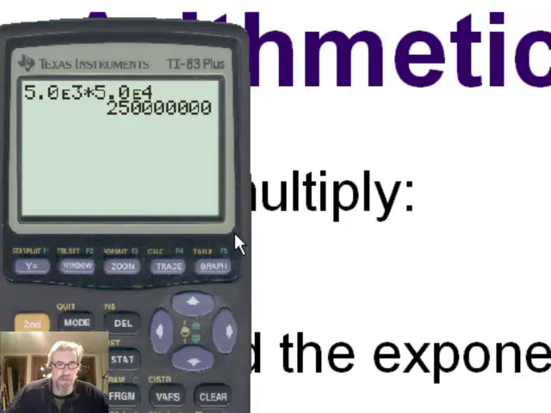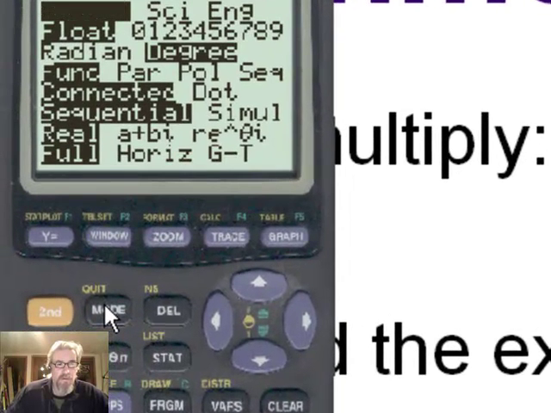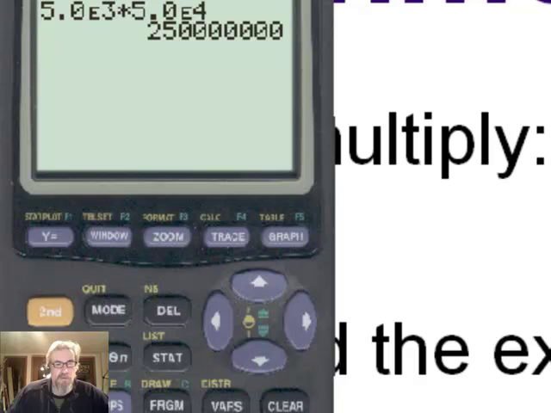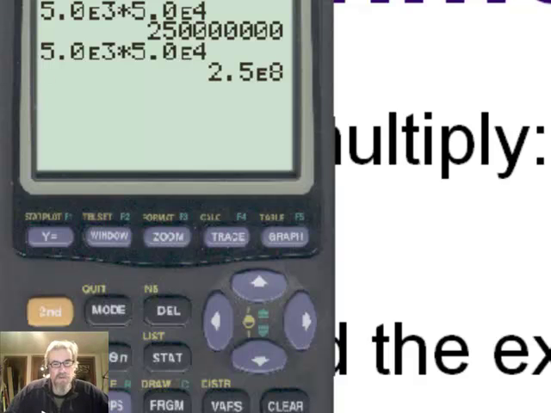We can force it into scientific notation by doing this. Go into your mode operations and then click on Sci and enter. This puts it in scientific mode, and then when we do this problem again, 5.0 times 10 to the third times 5.0 times 10 to the fourth, the answer is returned to us as 2.5 times 10 to the 8th.